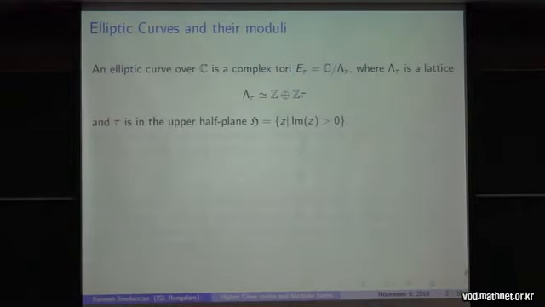The objects we initially consider are called elliptic curves, which, at least over complex numbers, are basically complex tori. So it's C modulo a lattice, where lambda is isomorphic to Z direct sum Z tau, and tau is in the upper half plane. These are objects which have been studied quite a lot by number theorists and have appeared in all kinds of places. But at the moment, just think of them as C modulo a lattice. Geometrically, they're tori, they're genus 1 objects.